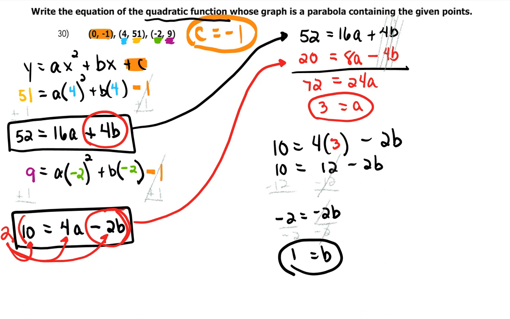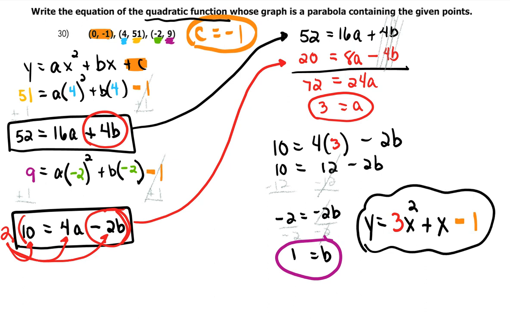I meant to circle that in a different color, sorry. This is my b. So for my final answer for my equation, it's going to be y equals 3x squared plus an invisible 1x, and then the c is the minus 1. And that is your answer.